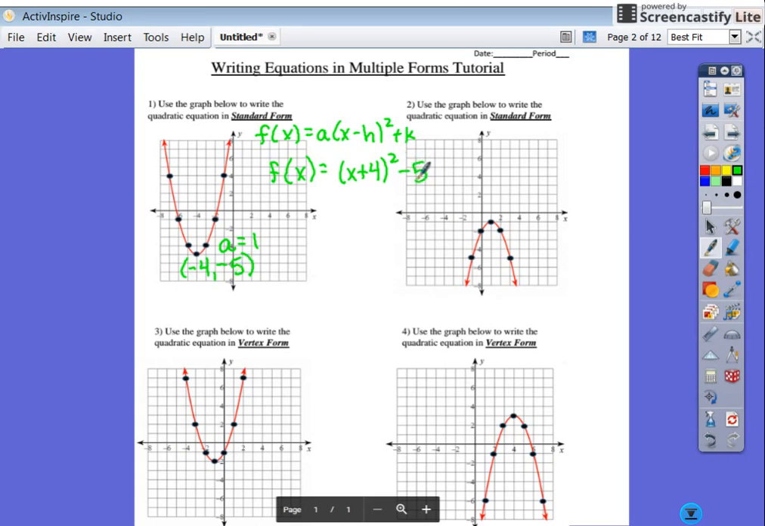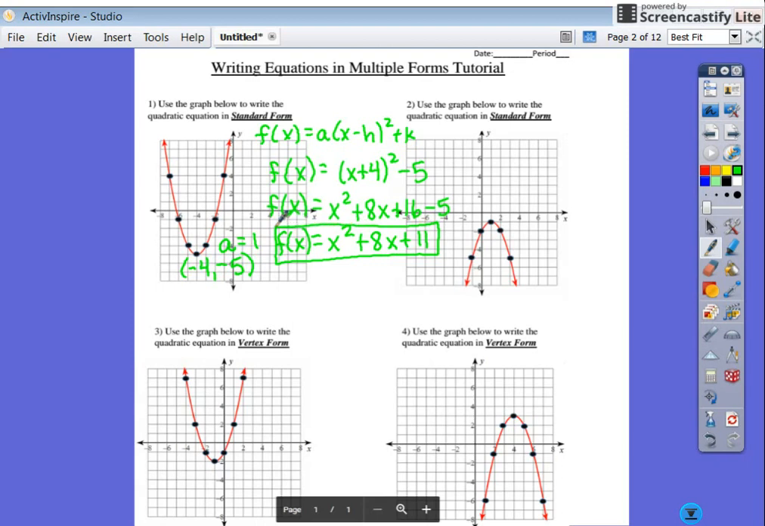Now, if I just had to write it in vertex form, I'd be done, but we have to actually write this in standard form. So now I'm going to FOIL out the x plus 4 quantity squared. All right, so I get x squared plus 8x plus 16, and then bring down the -5, and then combine the like terms and get x squared plus 8x plus 11. And now I have my equation in standard form.